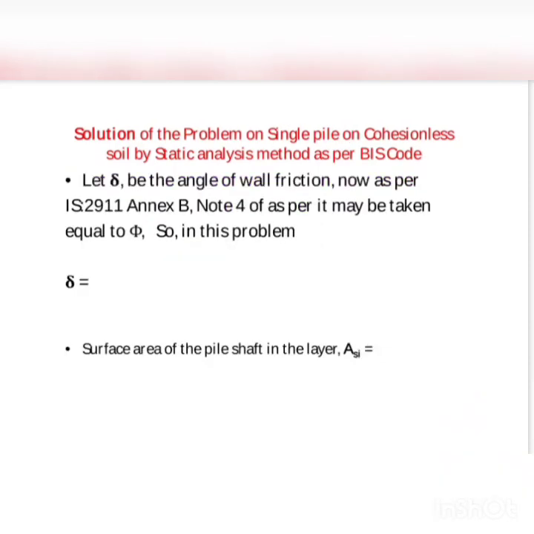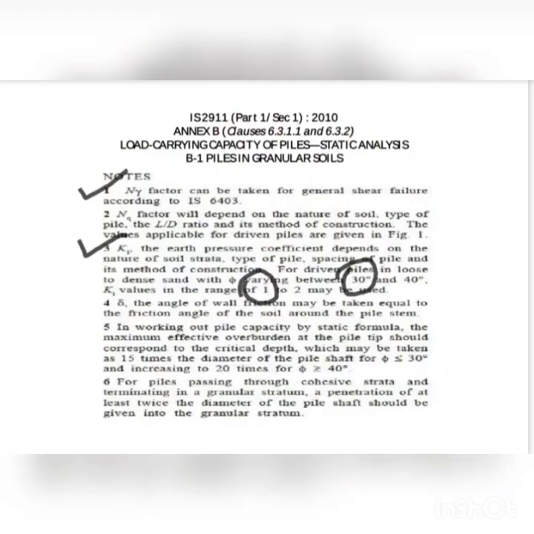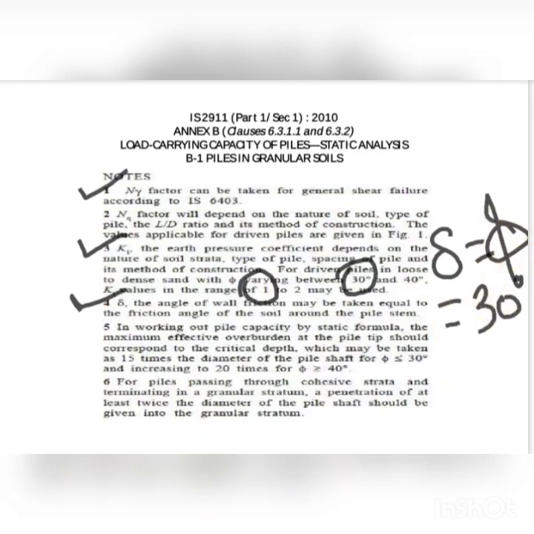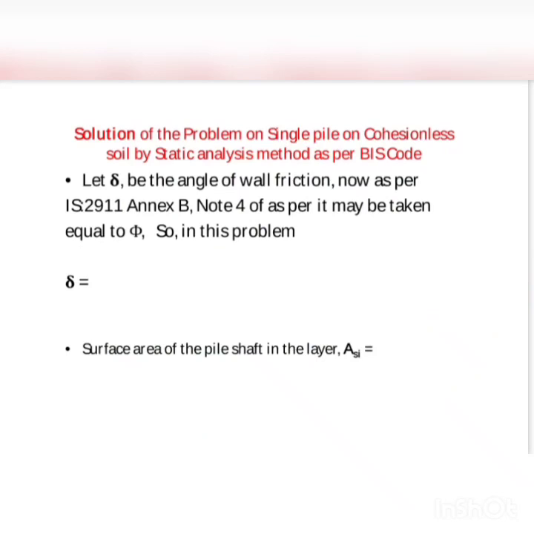Now let delta be the angle of wall friction. Now as per IS 2911 annexure B note 4, let us see what it is telling. Note 4: delta, the angle of wall friction, may be taken equal to the friction angle of the soil around the pile stem. That means delta will be taken equal to phi, that is equal to 30 degree. This is what the note is saying. So we have got delta is equal to phi is equal to 30 degree.